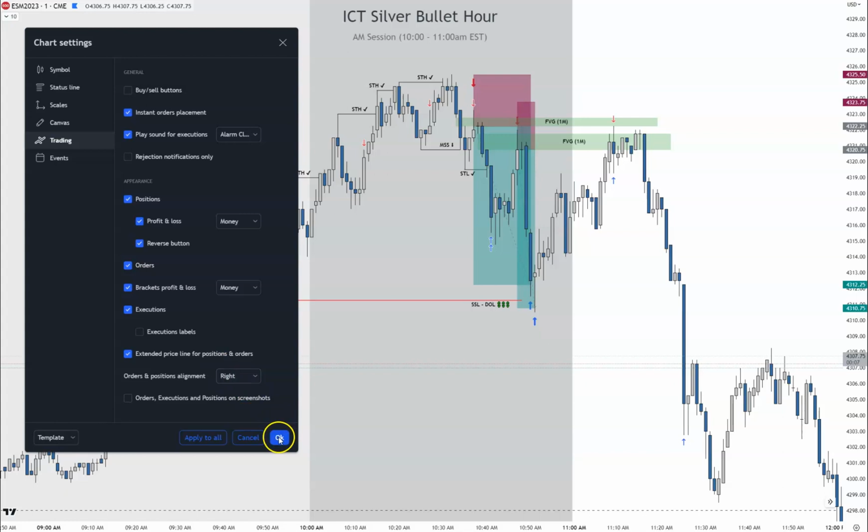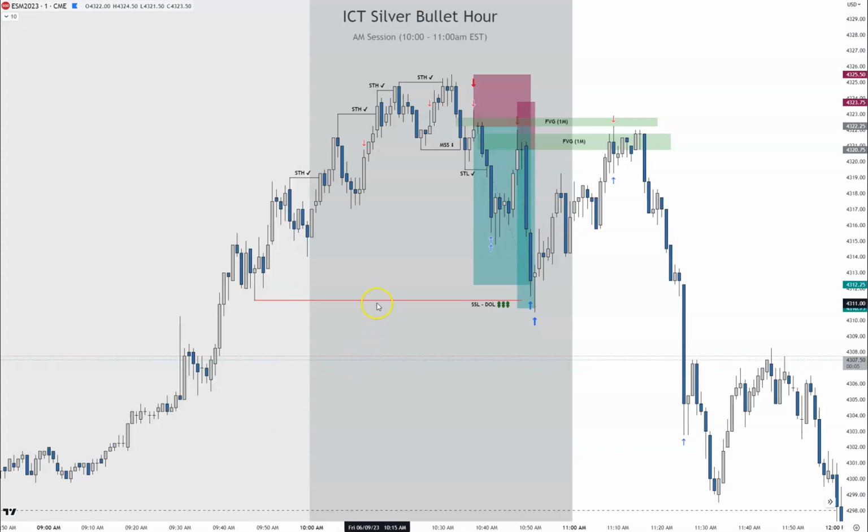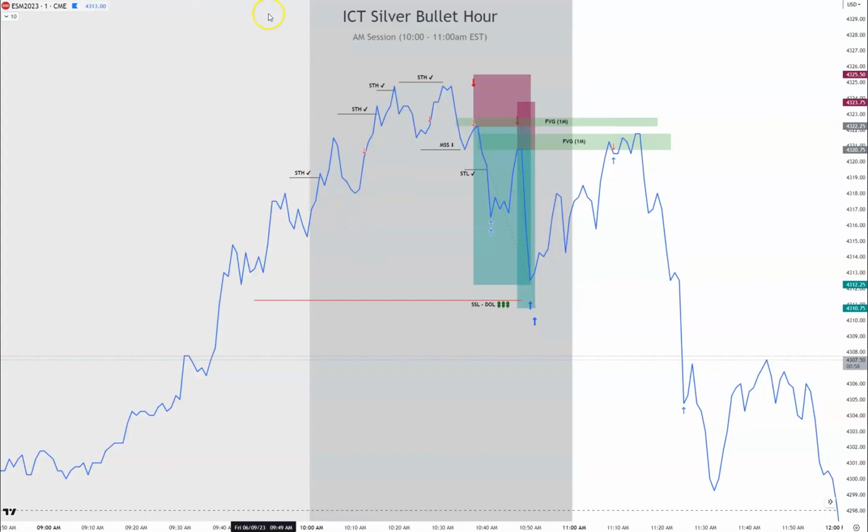Okay. So let me explain why I took these trades. As I said, I don't like these one candle pullbacks. Let me show you this. I don't like these little swing lows. I like the major swing low that took out the swing high.